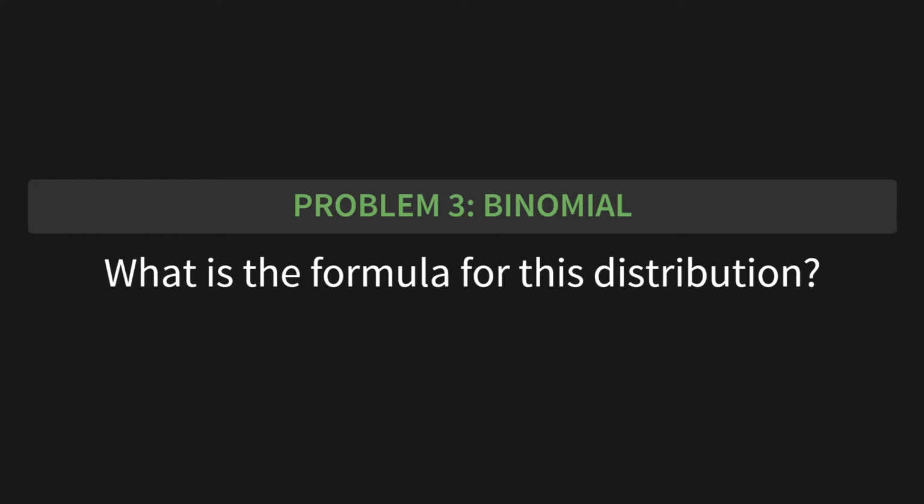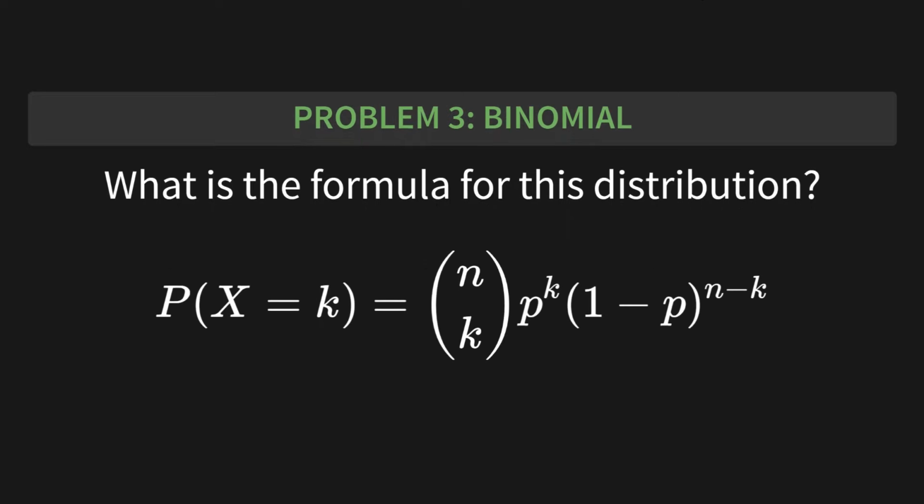What's the formula for the binomial distribution? P of X equals k equals n choose k times p to the k times 1 minus p to the n minus k.